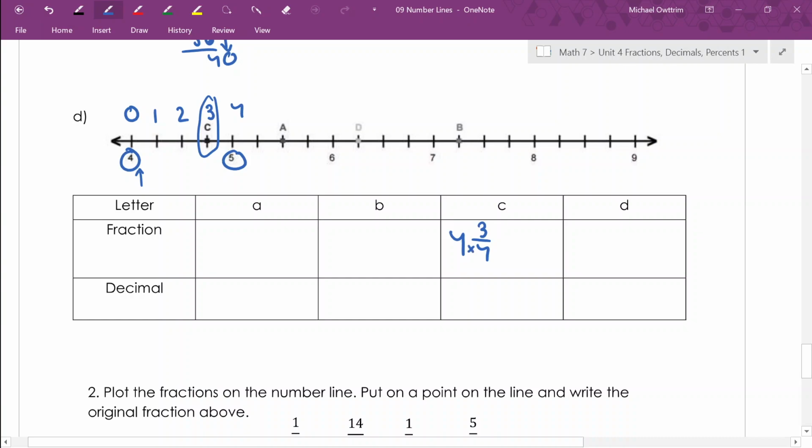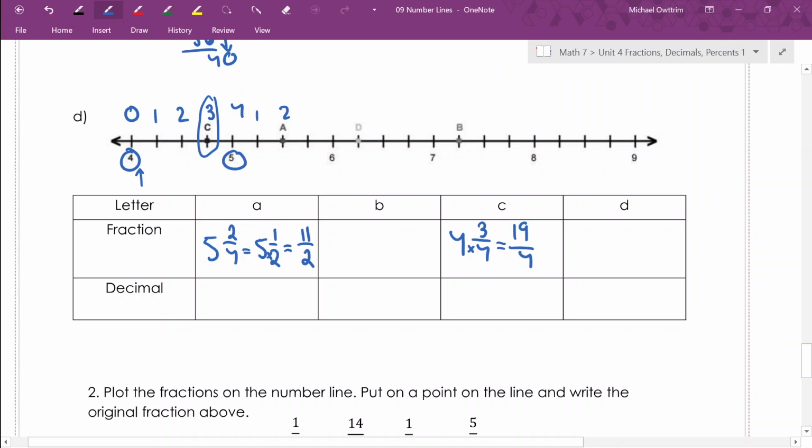If we wanted that as an improper fraction, we can of course multiply our whole part by our denominator. That would be 16 plus 3 is 19 fourths as an improper fraction. A is 2 ticks past 5, so it is going to be 5 and 2/4. We can simplify that to 5 and 1/2. And if we wanted to, we could convert that to an improper fraction. 5 times 2 is 10, plus 1 is 11/2.